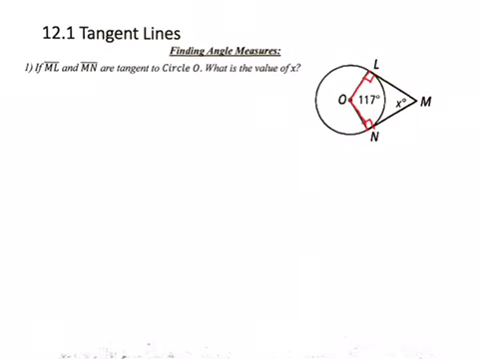Well, if we think about the shape that's created by the tangent lines and the radii, it has four sides. So that means it has an angle sum of 360. So to find x, we're going to take 360 minus 117 minus 90 minus 90. And in this case, we figure out that x equals 63.